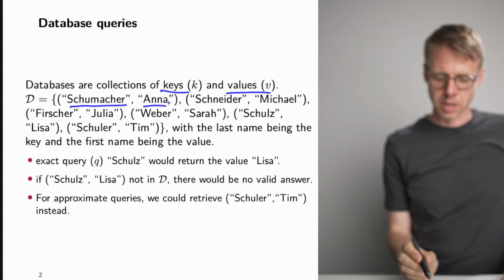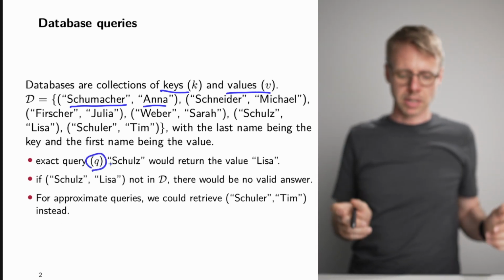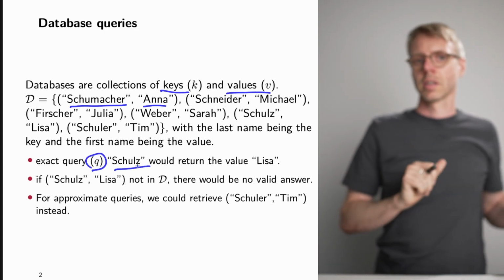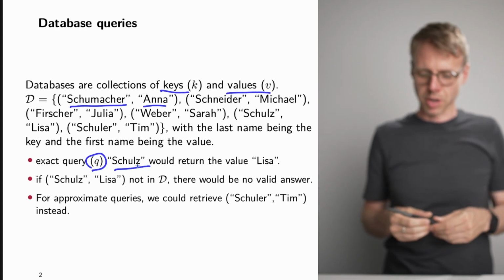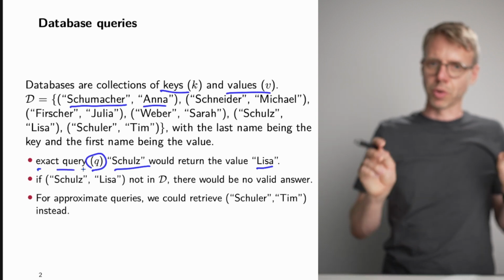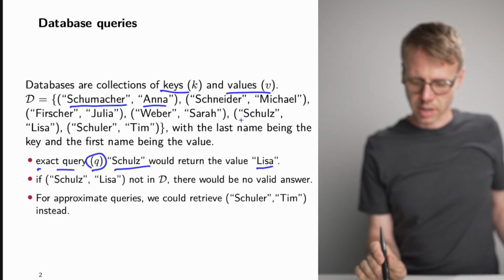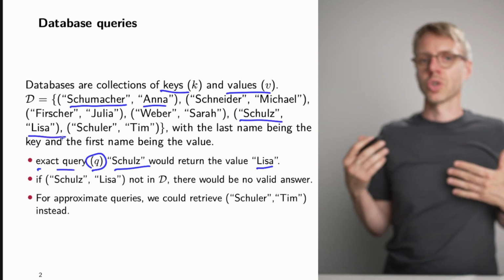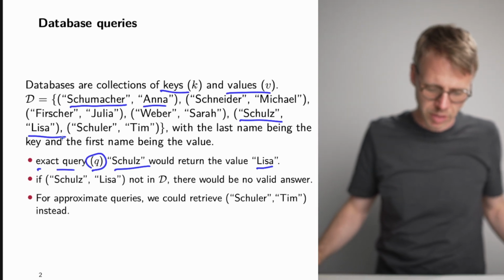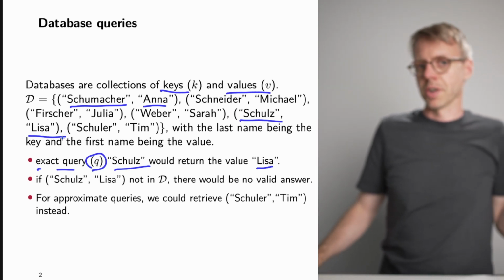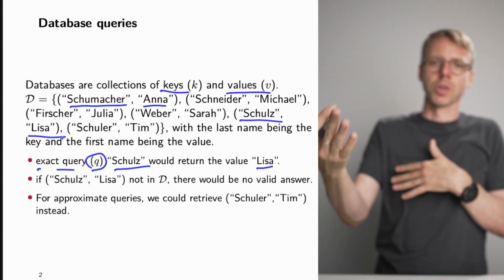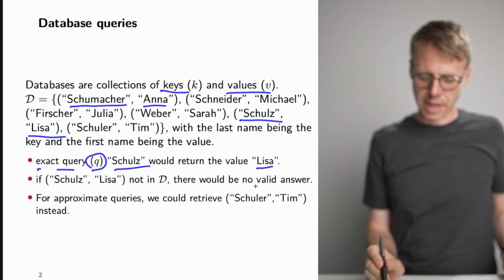And now we would launch a query Q on this database. For example, if we ask for Schultz, then we would expect to get a return value of Lisa if the query is exact. So we would look for the key Schultz and then find the tuple Schultz, Lisa and return the value. So that's what we would do in a standard database. Now, if this entry Schultz, Lisa was not in the database, well then the return would be empty. We would get no answer.